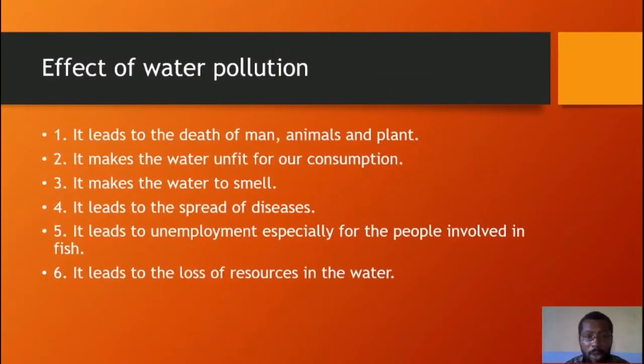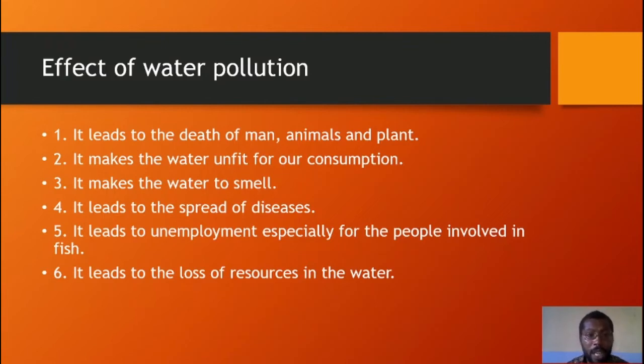Now the next I want to look at is the effects of water pollution. What are the effects of water pollution? One of the effects is that it leads to the death of man, animals and plants. So if there is a crude oil spillage, every living thing found in that place will die. Animals will die, plants will die. If man should consume that water, he will also die. So it leads to the death of man, animals, and plants.